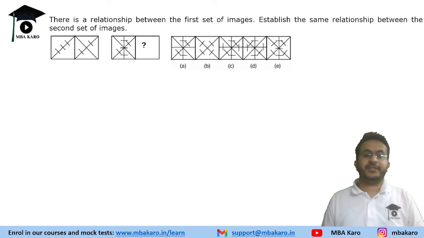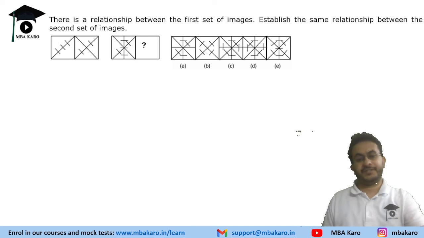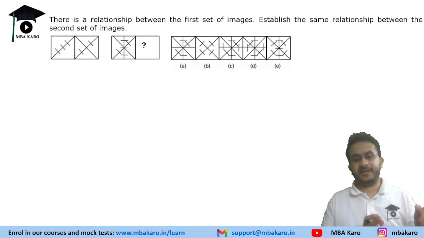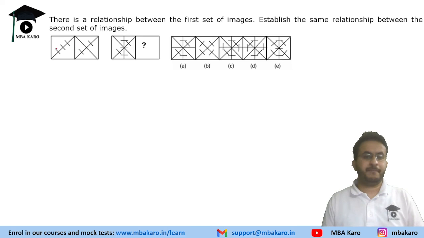So here's the next one. We need to establish the same relation with the first image. The first pair is given to us, and we need to establish the same relation in the second pair. Now, if you see the first two images, this line remains the same, this line remains the same, and this has been extended. Now, if you see the second image, the upper part and lower part will remain the same. We will extend this, which is obviously present in option A.